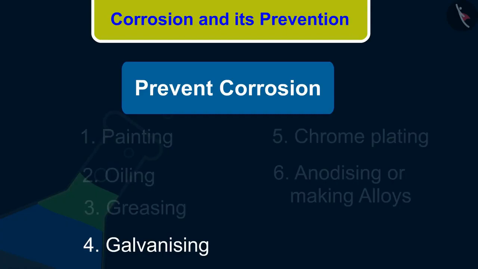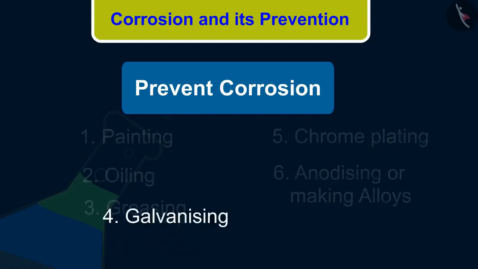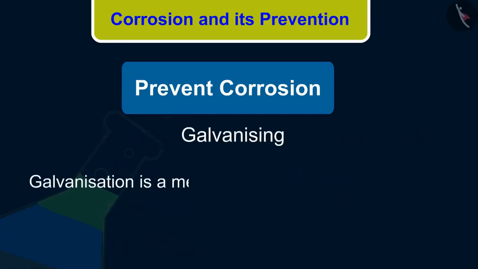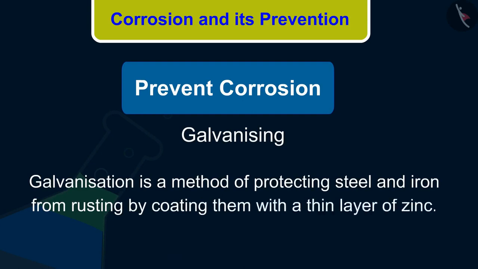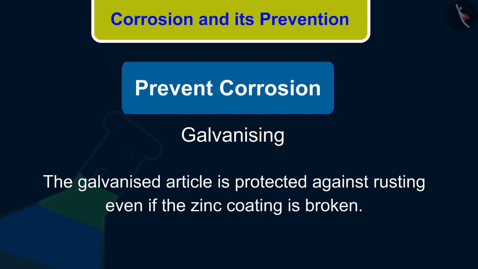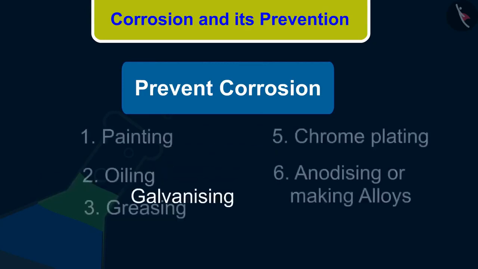And what is galvanizing? Galvanization is a method of protecting steel and iron from rusting by coating them with a thin layer of zinc. The galvanized article is protected against rusting even if the zinc coating is broken.